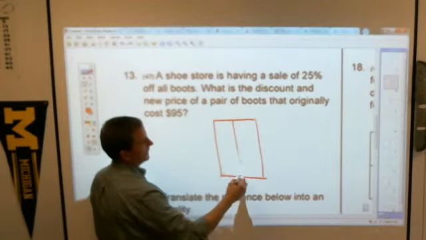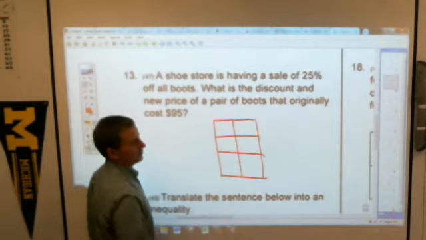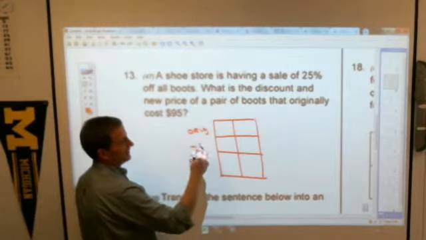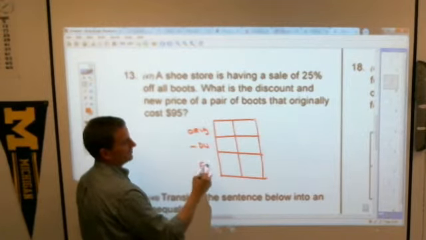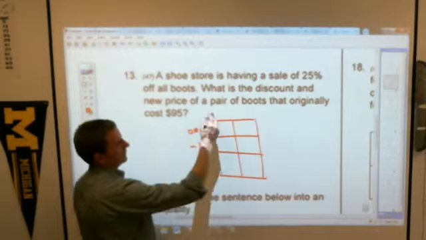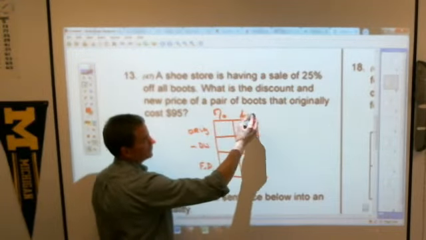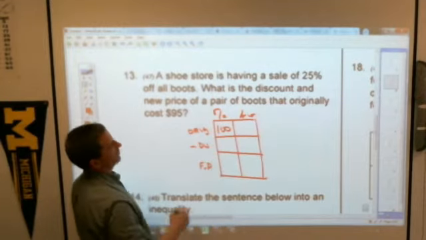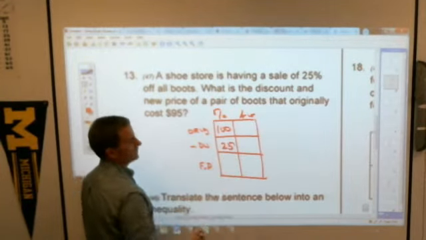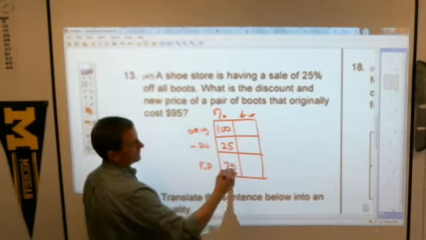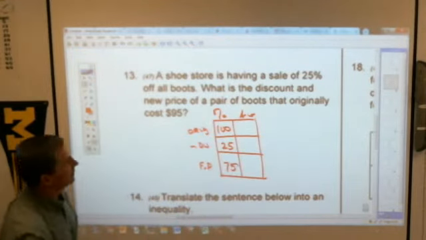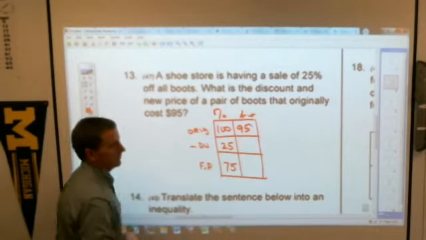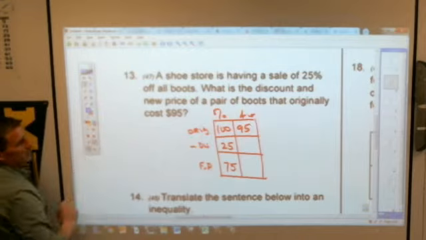Amelia, this is a discount problem, or percent off. So you have your original price minus the discount equals the final price. Here are your percentages and here's your actual. What are my percentages? Original is always 100. My discount was 25, so my final price was 75%. What do I know? Original cost was $95. From there, I can do just about anything.